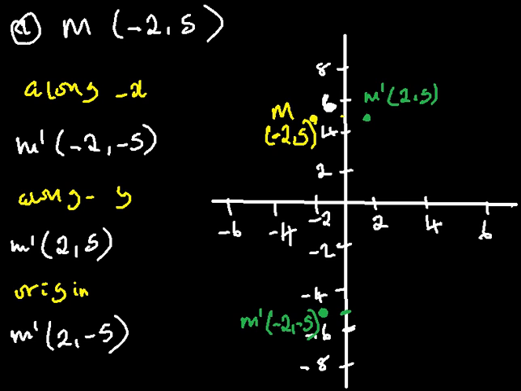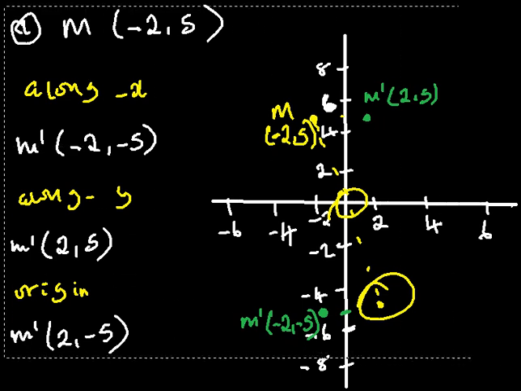And how about with respect to the origin? That is (2, -5). It should be somewhere here, that's the -5. So with respect to the origin, the point is given as this. And really, it satisfies the condition of having a straight line pass through the origin. So that's the concept behind the reflection.